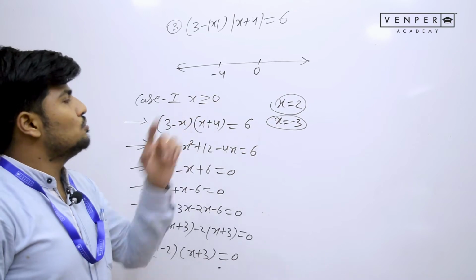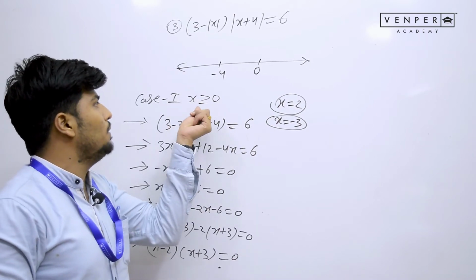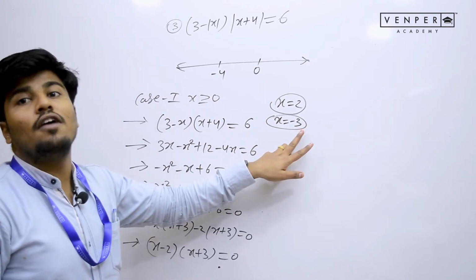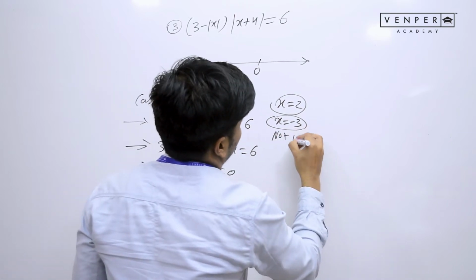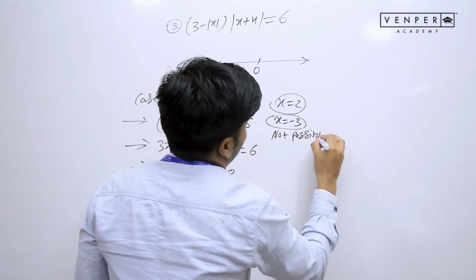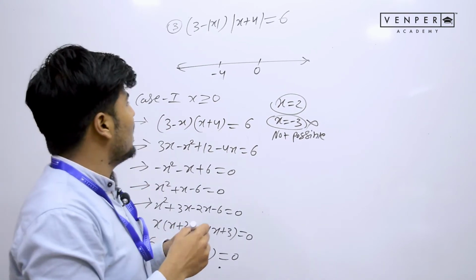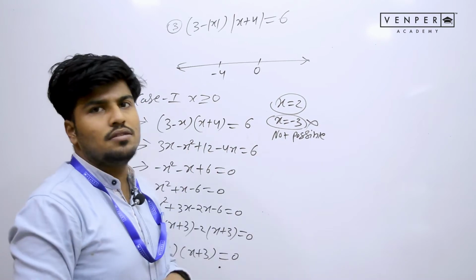x is greater than or equal to 0. This is our assumption. We started with this assumption that my x should be greater than or equal to 0. Is this minus 3 greater than or equal to 0? Of course not. So this value you cannot take, not possible. x equals minus 3 is not possible because I started with my assumption x is greater than or equal to 0. Here x is minus 3 which is not possible.